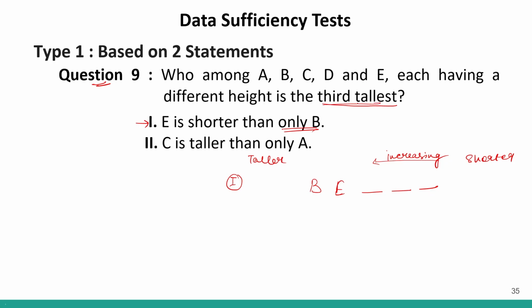What do we have to find? We have to find the third tallest. That means we have to find this position. Can we find this position based on statement 1 alone? No. So I can say statement 1 alone is not sufficient. Right?